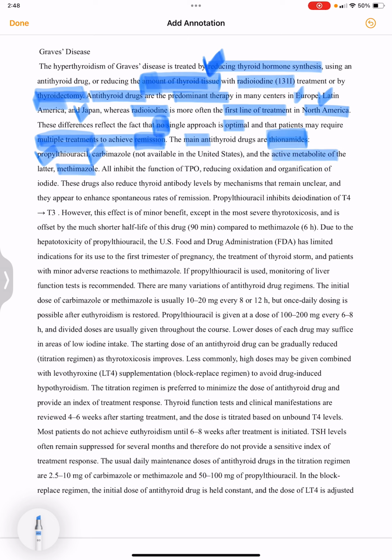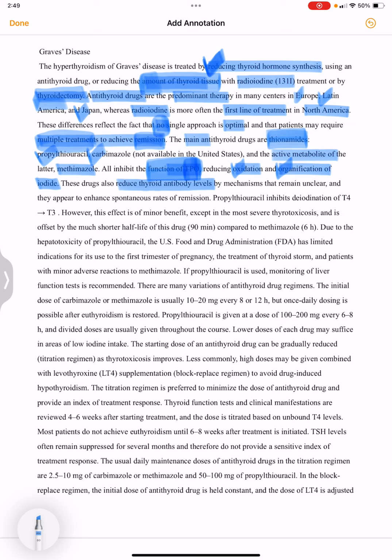They all inhibit the function of TPO, that is thyroid peroxidase. Because of the inhibition of the function of TPO, the oxidation and organification of iodide is reduced. And these drugs also reduce the thyroid antibody levels. How they reduce thyroid antibody levels, the mechanism is unclear.